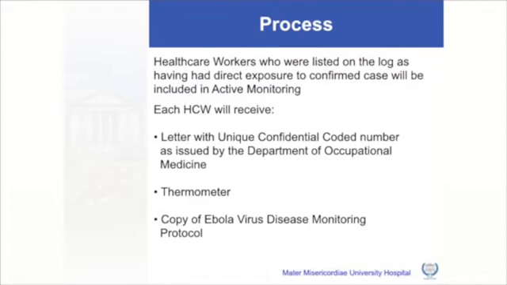Healthcare workers who were listed on the log as having had direct contact with the confirmed case will be included for active monitoring. Each healthcare worker listed as requiring active monitoring will be given a letter. On this letter, we will generate a unique coded confidential number, issued by ourselves and logged only in our department. They'll be given a thermometer and a copy of the Ebola virus disease monitoring protocol as available.